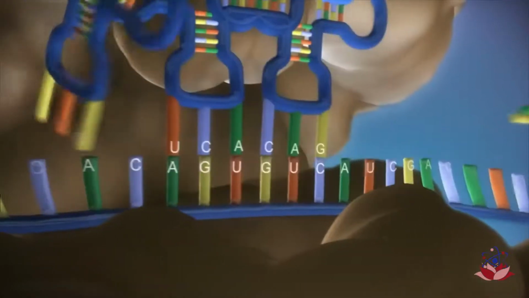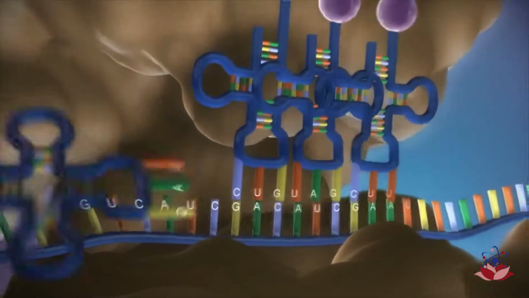The messenger RNA is read three bases at a time. Those are codons, those three things that are coming in.